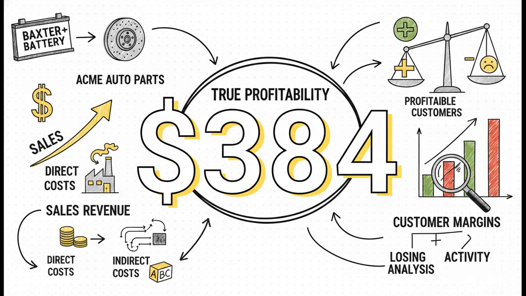And here is the punchline. When Baxter Battery tallies up the sales revenue from Acme Auto Parts and deducts all the direct costs, plus the highly accurate, newly allocated ABC indirect costs, the true customer margin for Acme Auto Parts is exactly $384. Seriously, just $384. Management can finally see exactly who's making the money, who's losing the money, and what specific activities are bleeding their profits dry. The mystery of their first ever loss is officially solved.